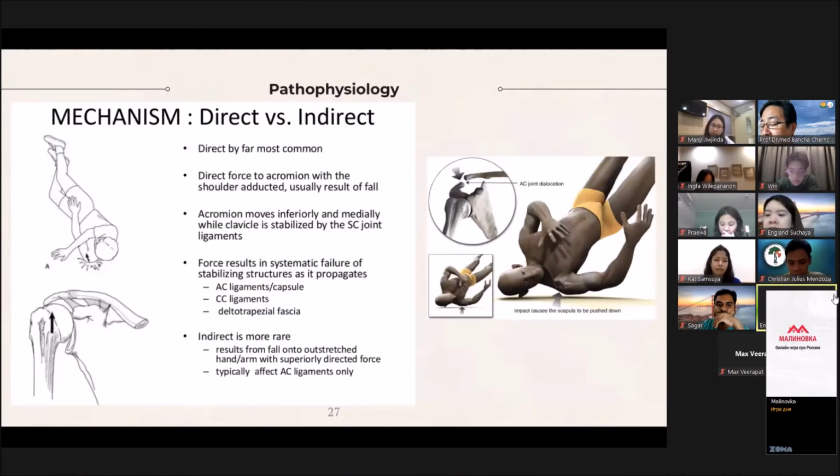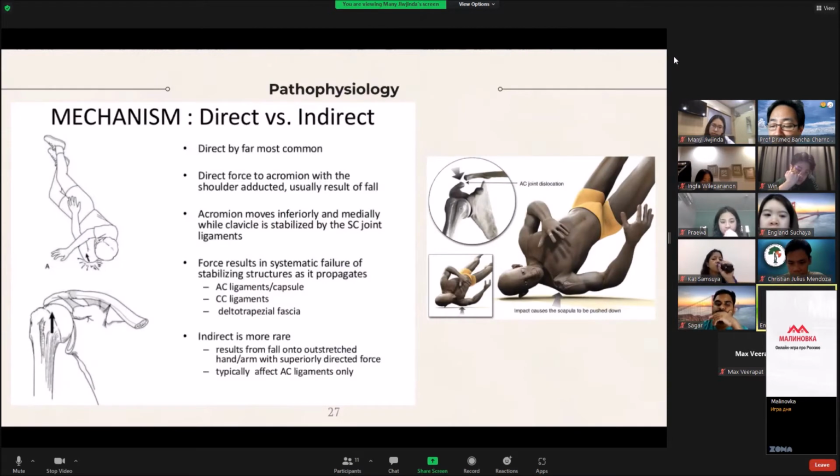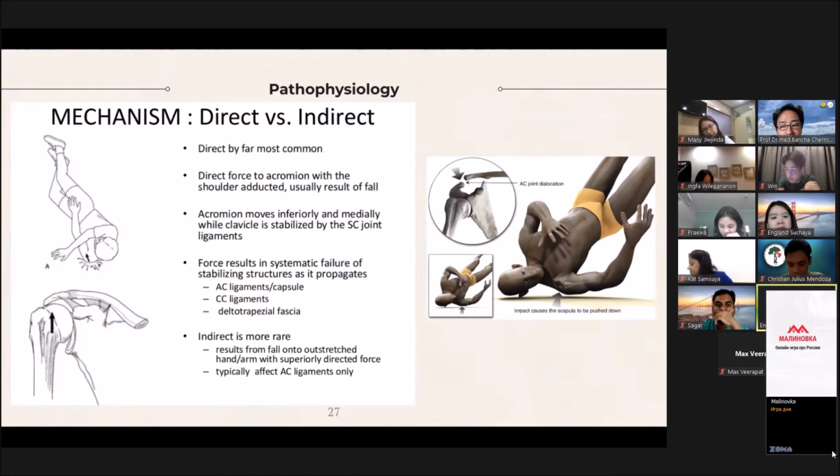So what is the most common pathophysiology? We actually learned this at the bedside. The most common is direct injury, which is what Ajahn showed us, when there's a bicycle injury and then the patient falls on one side onto the tip of the shoulder.